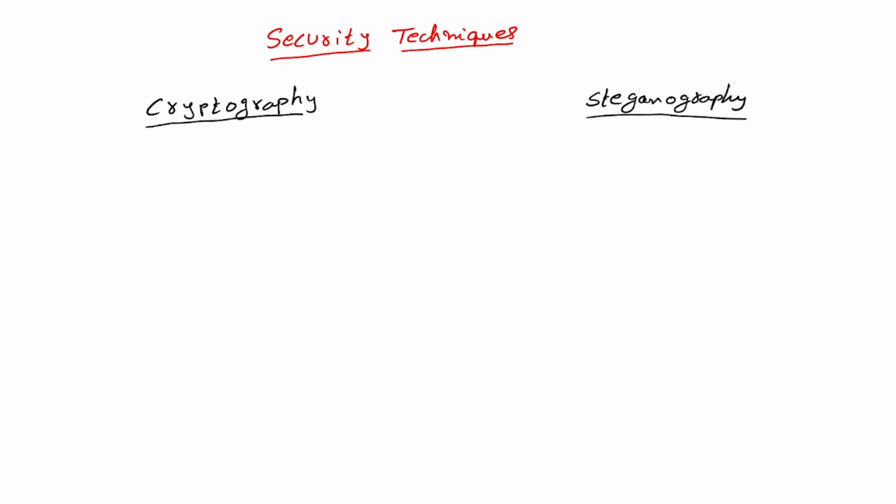Cryptography and steganography are both Greek words. The actual meaning of cryptography is secret writing, and steganography means covered writing. In olden days, cryptography meant only encryption and decryption.